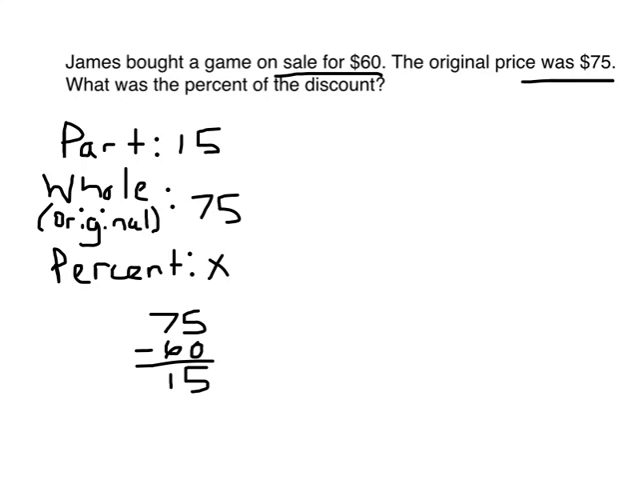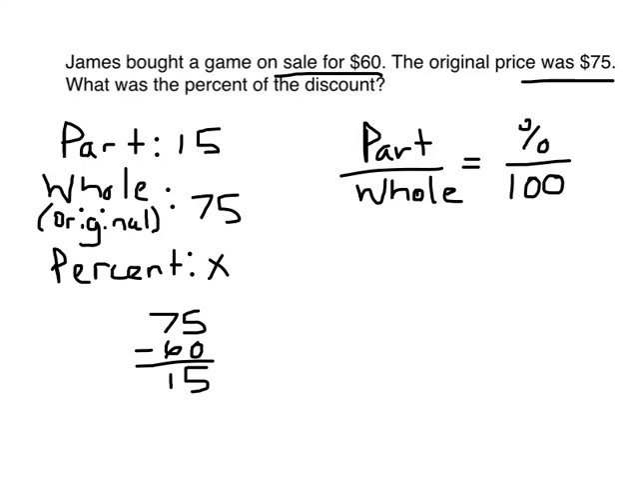Remember, we can use the proportion. Part over whole equals percent over 100. Which proportion shows how we could solve to find the percent of the discount? The part is 15, the whole is 75, and we're solving for the percent. So we can say that 15 over 75 is equal to x over 100.